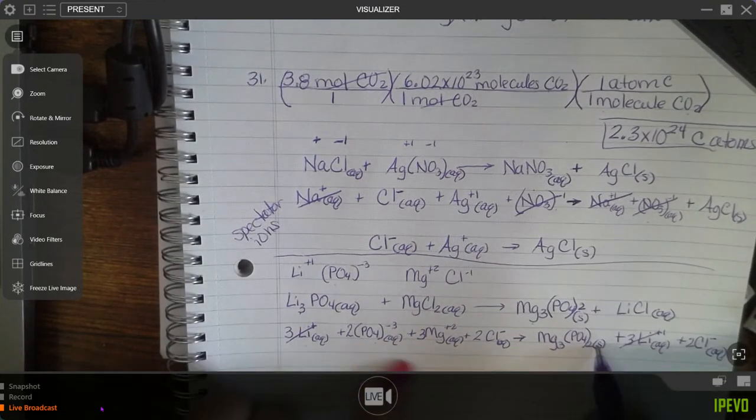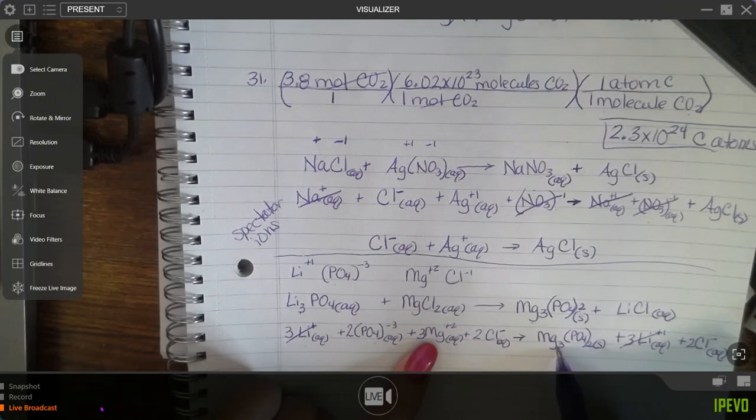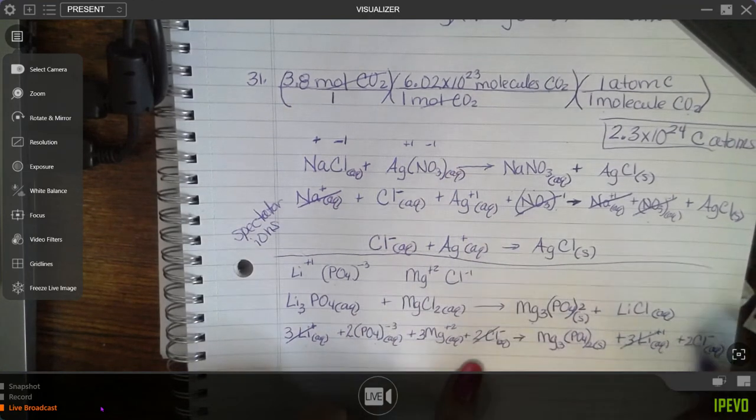Phosphate is part of the solid. Magnesium is part of the precipitate solid. Then we've got 2 chlorides and 2 chlorides.